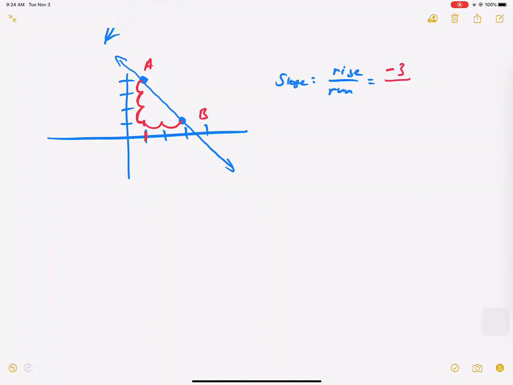And to get from A to B, not from 0 over here. That's not what we're looking at. We're looking specifically at A. We get to go 1 and 2 spaces to the right, positive 2.